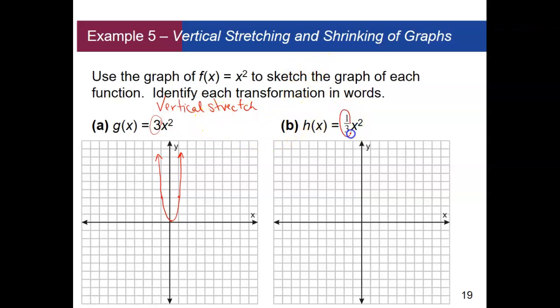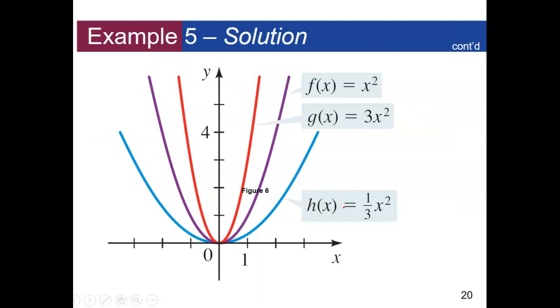Here we've got 1/3. 1/3 is less than 1, so this is going to be a vertical shrink. So instead of looking like this for the standard parent graph, it's going to be much flatter, looking down, something like this. And again, you can see these more exact here.